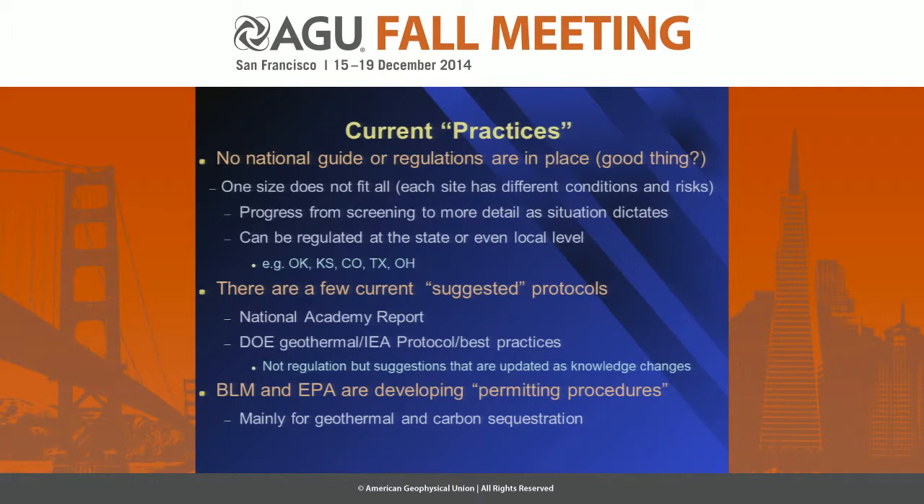And so these are basically set out there to say, all right, this is what we know. This is what we think you should be doing before you inject large amounts of fluid. This is what types of things you should investigate. And they are not set in stone. They are flexible, they're meant to change, and they're meant to be updated as new knowledge comes about. And BLM and EPA, however, are developing, quote, permitting procedures, mainly for the geothermal and carbon sequestration world. I haven't mentioned too much about carbon sequestration because it's not very far along in terms of this type of activity. They're looking at a small part of it.